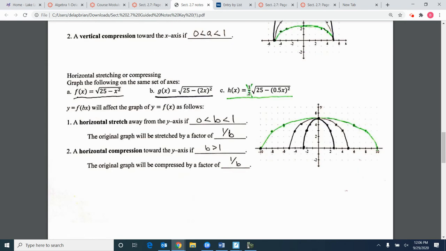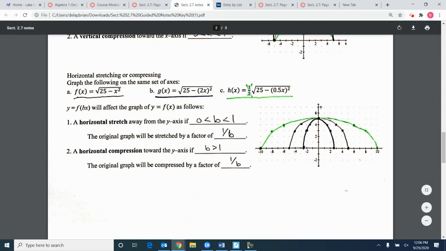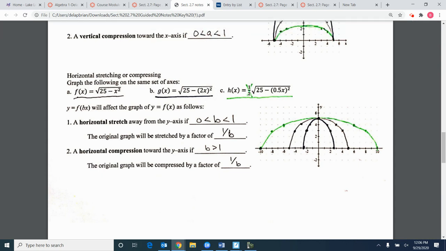And then for horizontal, which is kind of opposite, if it's a constant bigger than 1, it's going to compress it. If it's a constant less than 1, it's going to expand it, and it's always going to be a factor of 1 over that number. So if this is like 4x squared, it would compress it by 1/4. If this is 1/4, 1 divided by 1/4 is 4, it would stretch it by a factor of 4, left and right. Questions on those first two?